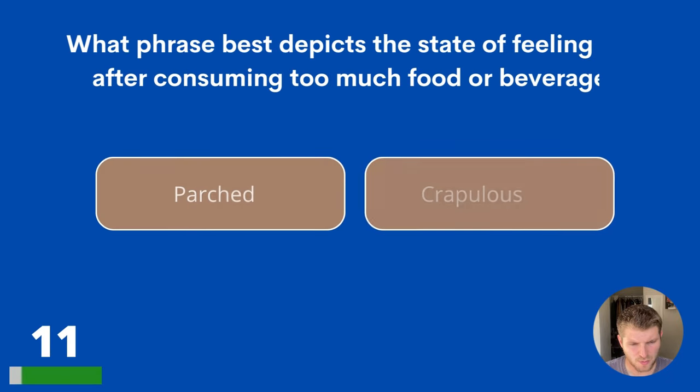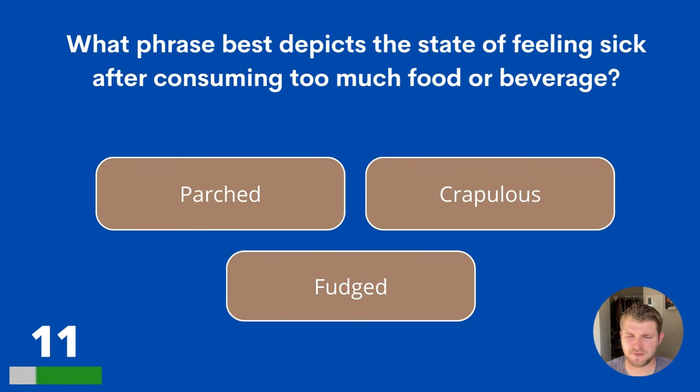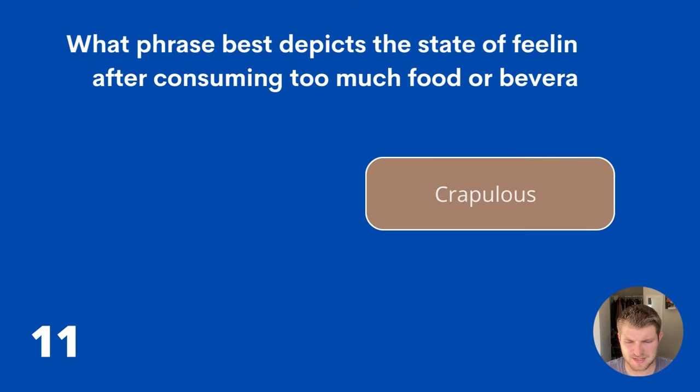Question 11. What phrase best depicts the state of feeling sick after consuming too much food or beverage? Parched, crapulous, or fudged? The answer is crapulous.